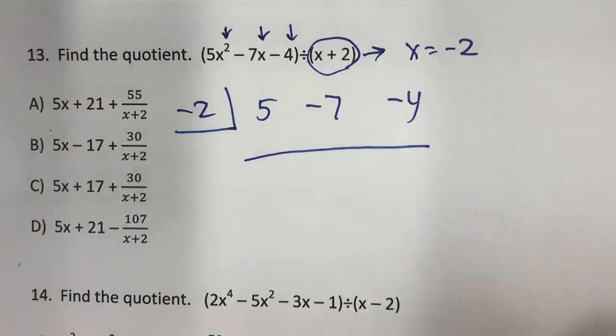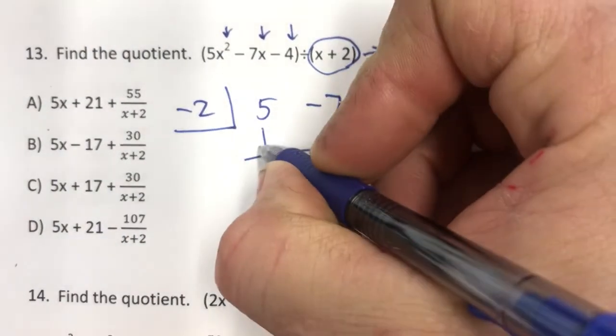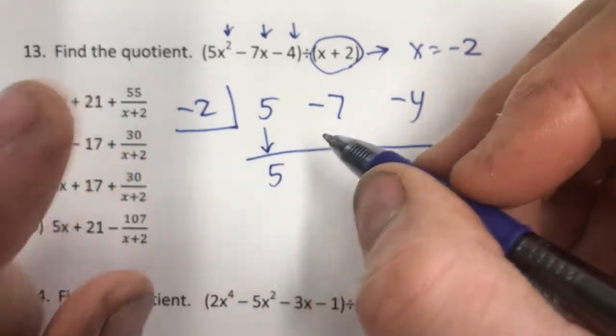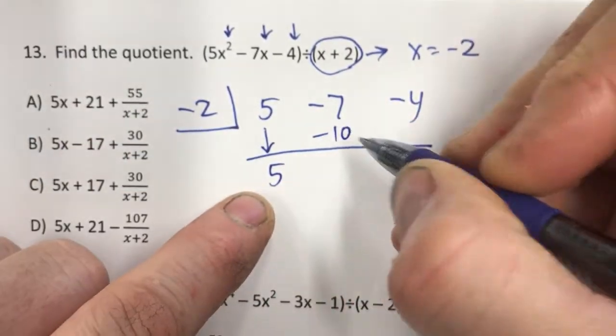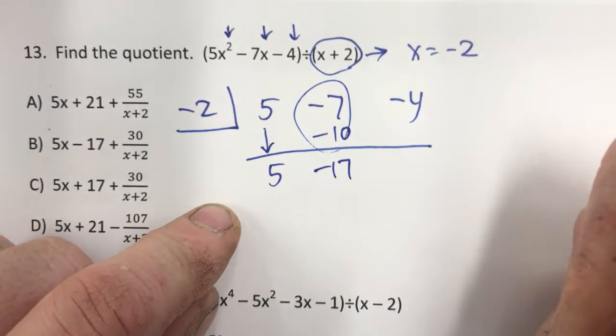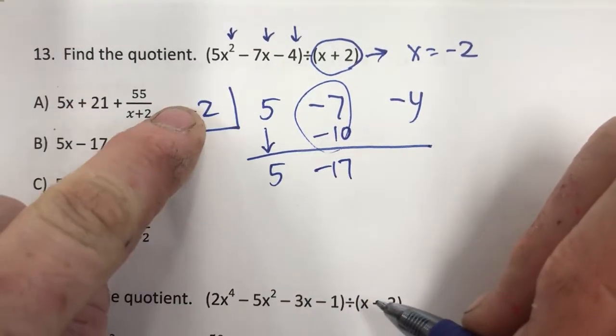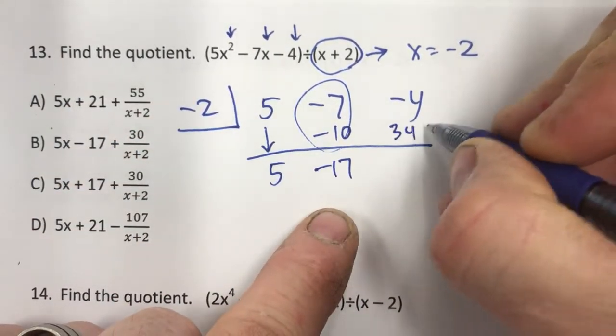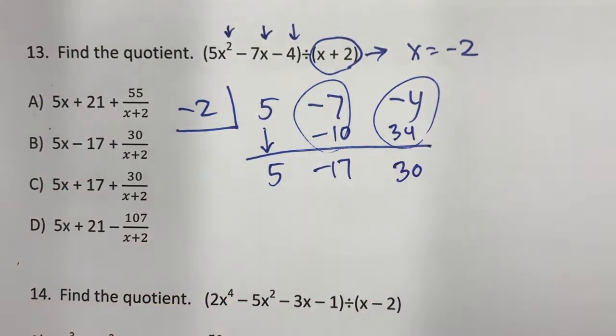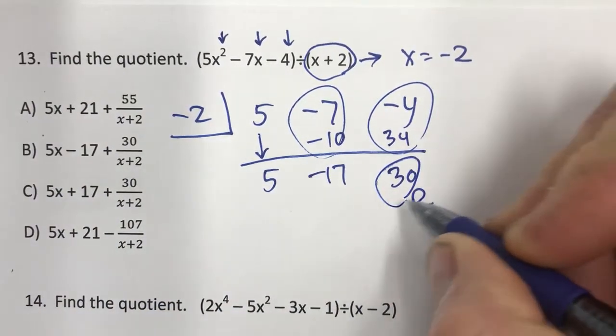Okay, there we go. Now, to do this, the 5 comes down. Once I get a number here, negative 2 times 5 is negative 10. I add these, negative 17. Once I get a number here, I multiply it by negative 2, which is 34. I add these, which is 30. All right, so this is my remainder.